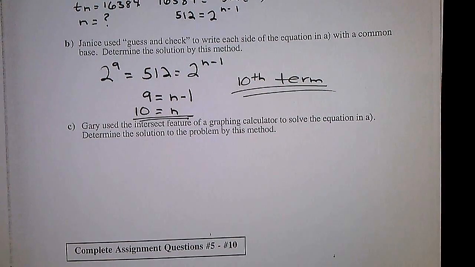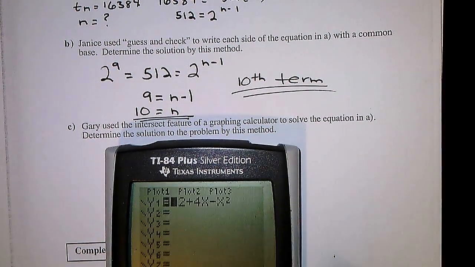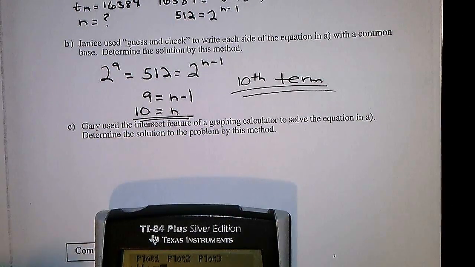All right, Gary uses another strategy. He's going to use the graphing feature on his graphing calculator. So he's going to use the intersect feature. So the left side of the equation, he's going to put in y1, and the right side of the equation, he's going to put in y2. So I have 2 to the exponent of x minus 1. Now I'm going to graph it right away, but because I'm dealing with numbers that are so high, I'm not actually able to see that first line yet.